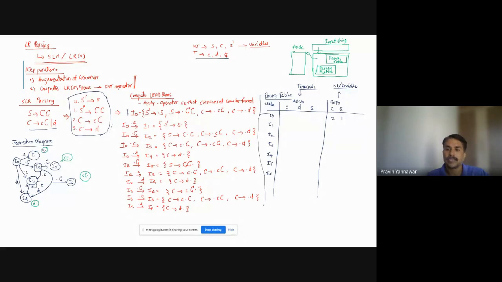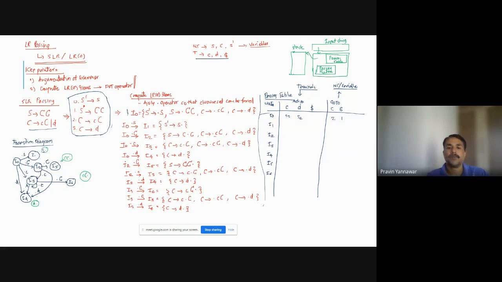So we will write that this is a shift move, because we are shifting that c, which is the terminal symbol, onto the stack. This is the third state. So we will write I0 with small c as S3. Now look at I0 with d, which is S4.